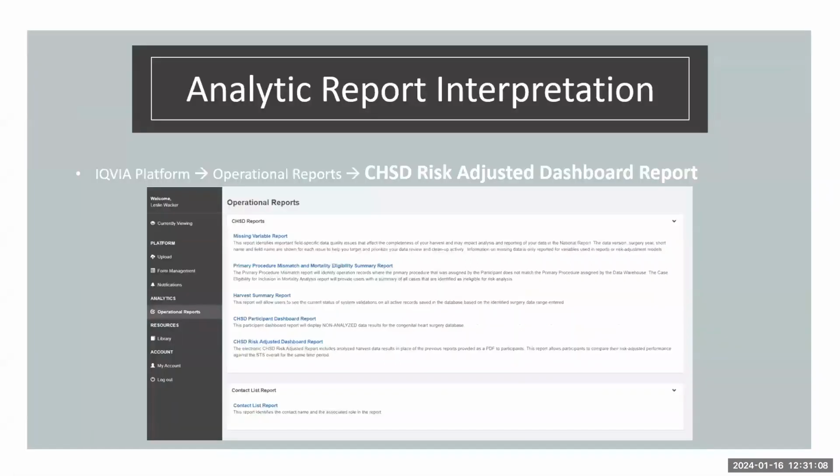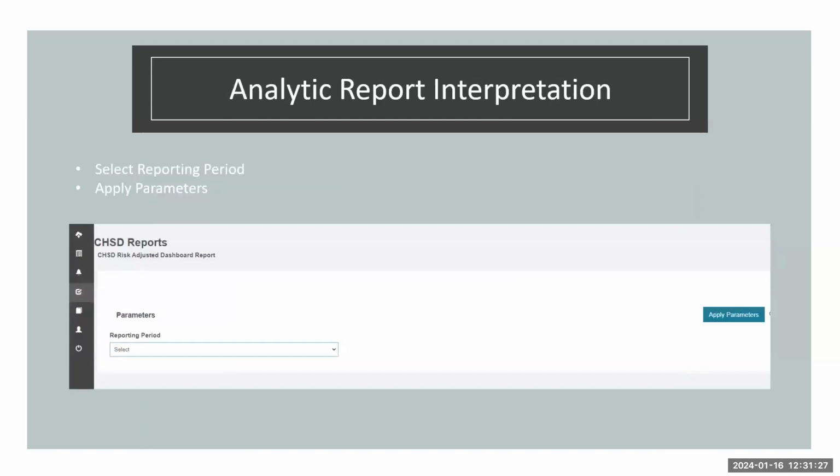Okay, so you have your analysis overview up already, and then you can log into IQVIA. In the platform, go to operational reports and then click on the CHSD risk adjusted dashboard report. And this is like our analysis report or feedback summary, as it used to be called. You will very easily enter your parameters, your reporting period. That's going to be your 4-year harvest window. As a reminder, it's 4 years of aggregate data updated every 6 months in accordance with our harvest period. And then you'll apply the parameters.